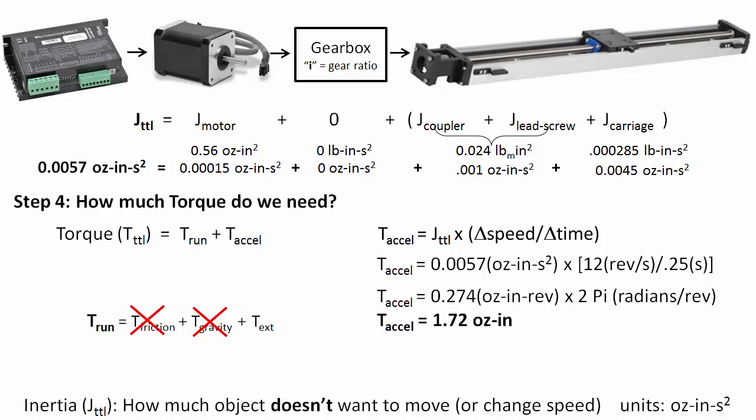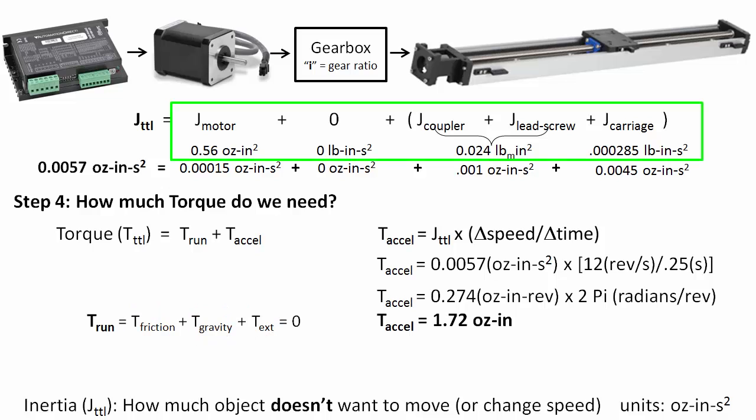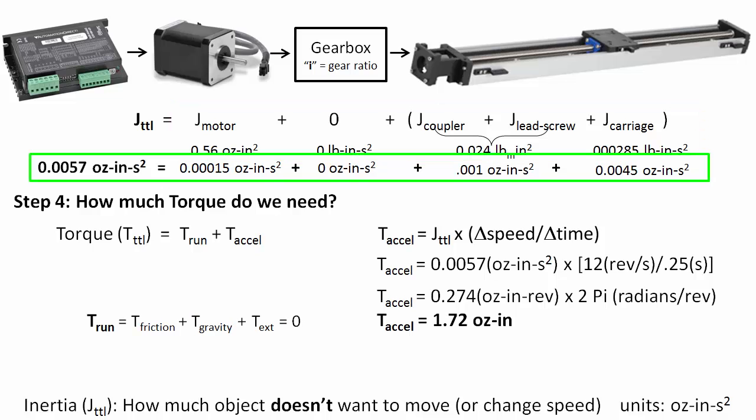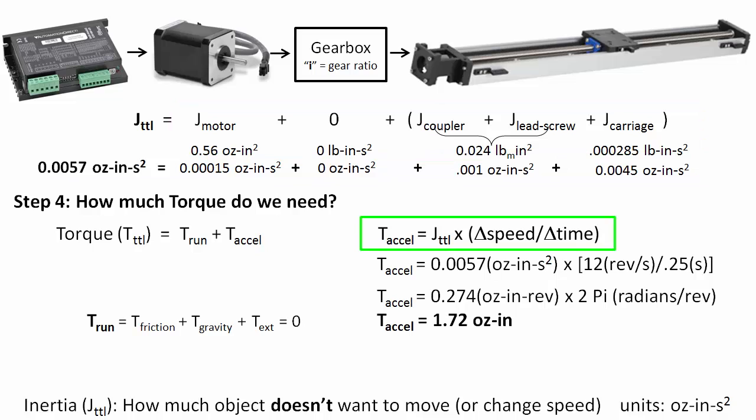The external torque is to account for any other additional drag that might be placed on the system. Maybe you're pulling something out from a stack and the weight of the stuff above it is adding to the drag, for example. We don't have any of that, so we'll set that one to 0. So we just looked up the inertia numbers in the data sheets, summed them, multiplied them by the change in speed, and divided by the change in time.